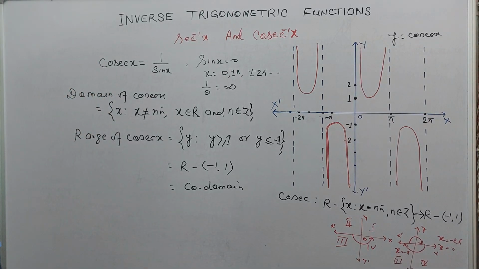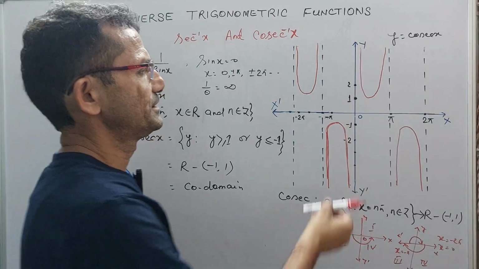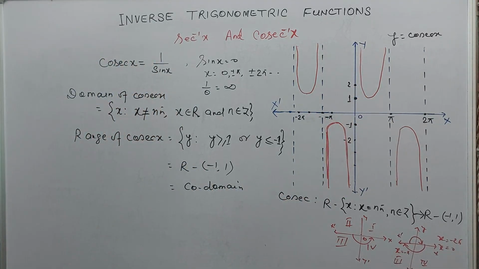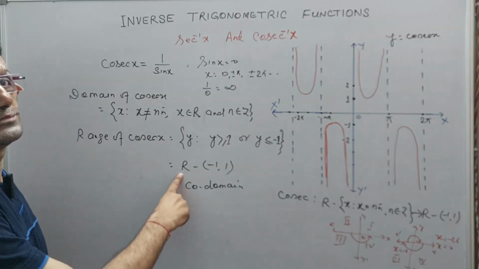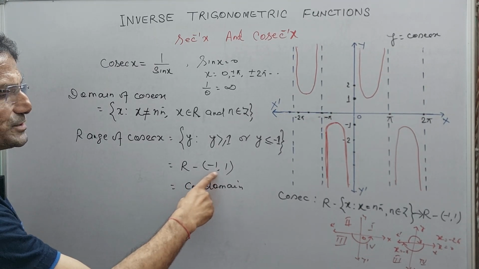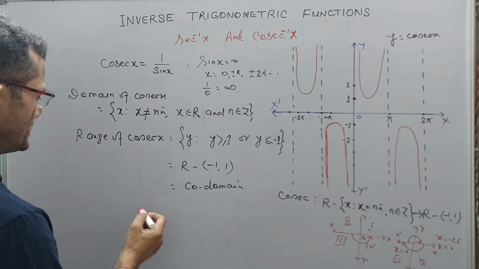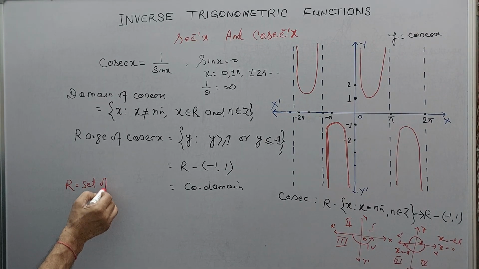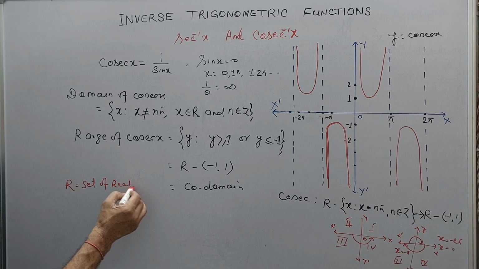So in the graph, the real numbers in the range -1 to 1 will not be included. That's why I have deleted the interval -1 to 1 from the set of real numbers. So R is the set of real numbers.